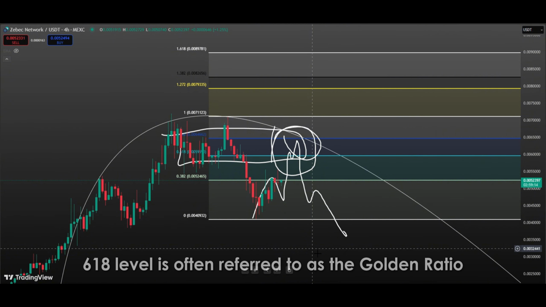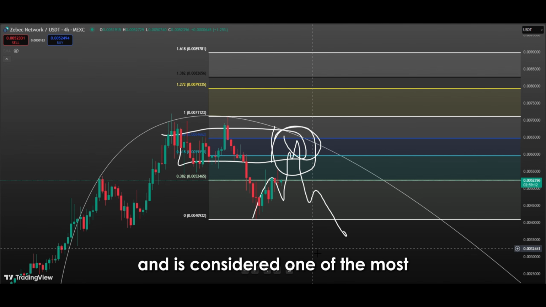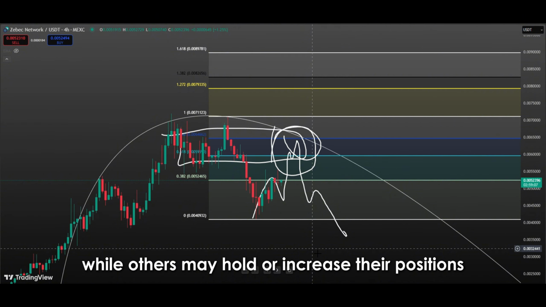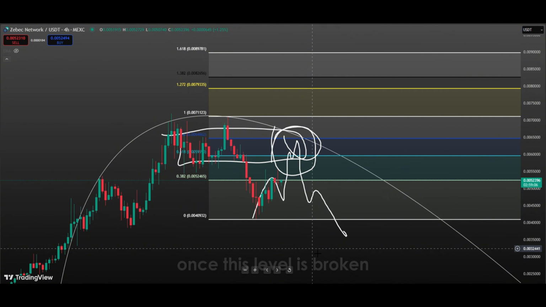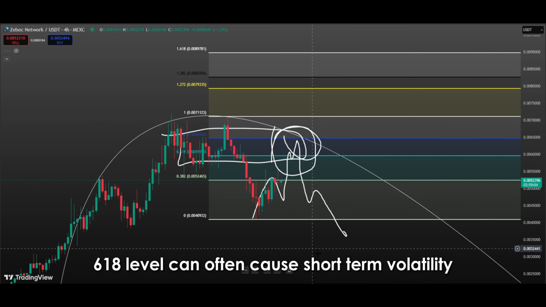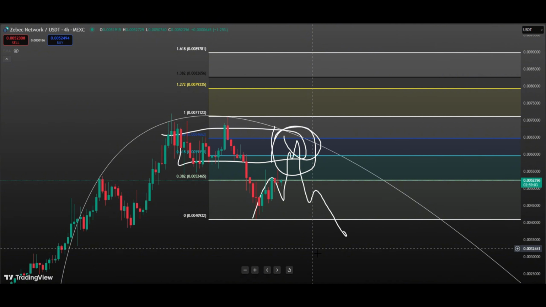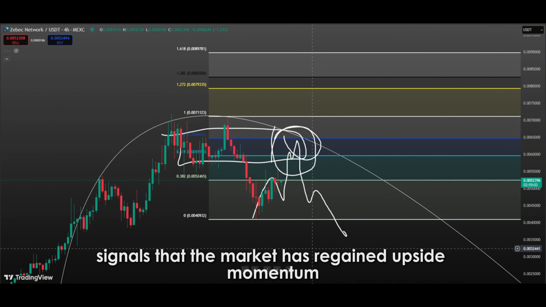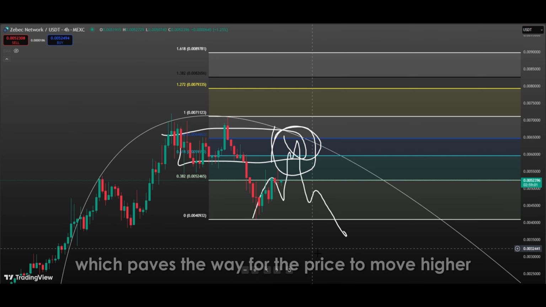The Fibonacci 0,618 level is often referred to as the golden ratio and is considered one of the most important levels in technical analysis. This is because many traders see it as a strong resistance or support point. When the price reaches this level, there may be hesitation in the market, as some investors may realize their profits at this point, while others may hold or increase their positions in anticipation of higher prices once this level is broken. Therefore, the struggle when the price hits the 0,618 level can often cause short-term volatility. However, breaking through this level signals that the market has regained upside momentum, which paves the way for the price to move higher.